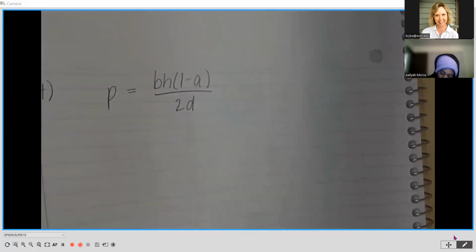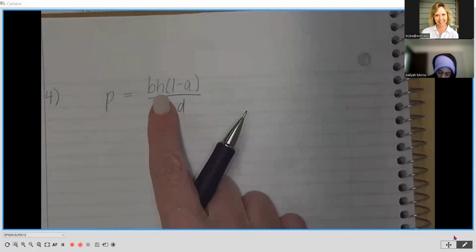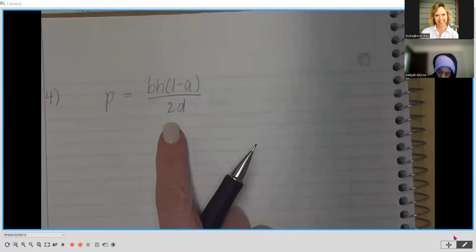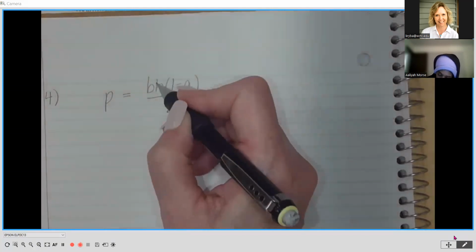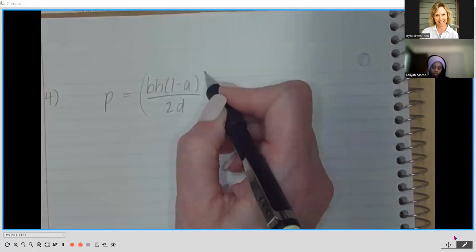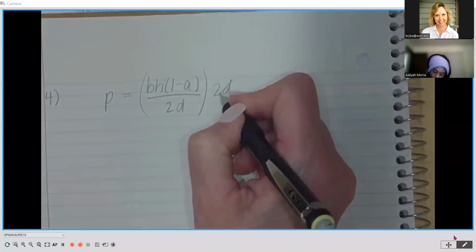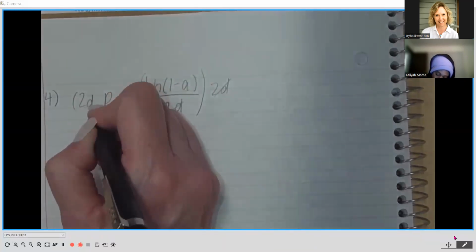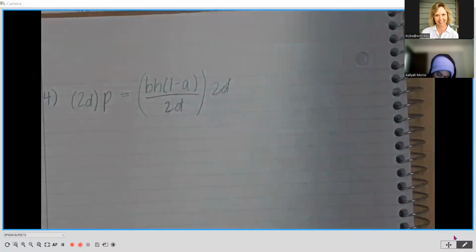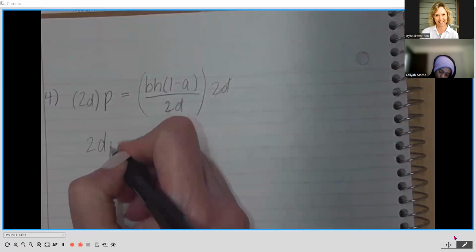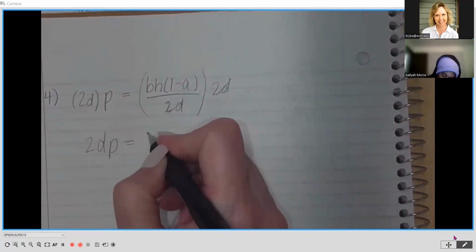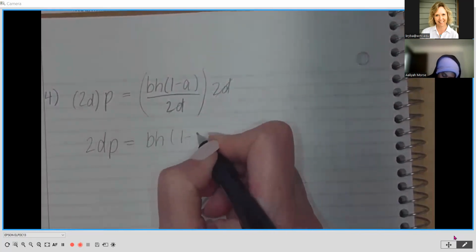All right, so for number 4, we're solving for H. We want to get H by itself. So the first thing I'm going to do is get rid of the 2D underneath here because I want to get H by itself. So I'm going to multiply both sides by 2D. So that's going to cancel out here. It's going to be 2D over there. So then I'm going to just take this step by step. 2D times P is equal to BH times 1 minus A.